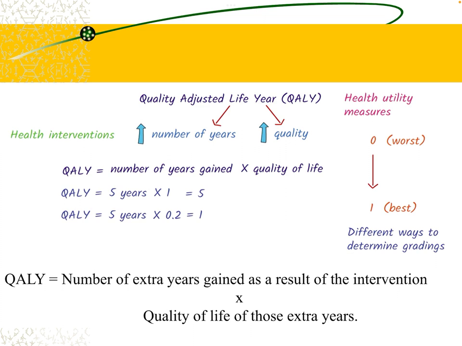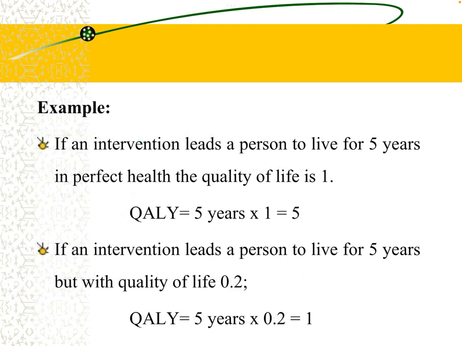So, QALY is calculated as the number of extra years gained as a result of the intervention multiplied by the quality of life of those extra years. If an intervention leads a person to live for 5 years in perfect health, the quality of life is 1. So, QALY can be calculated as 5 years times 1, that is equal to 5. And if an intervention leads a person to live for 5 years but with a quality of life of 0.2, then QALY can be calculated as 5 years times 0.2, that is equal to 1.